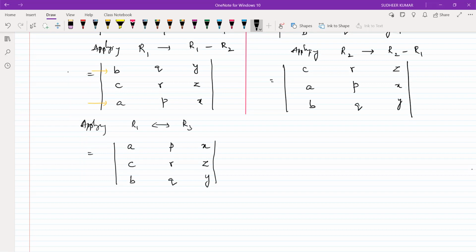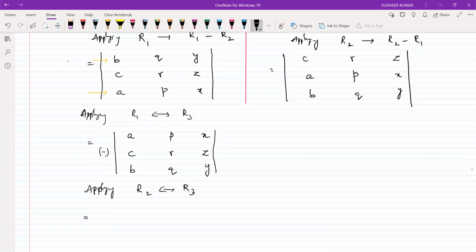So if you interchange any two rows or columns, what's the value of the determinant? The value of the determinant remains the same and the sign changes. So this is minus, minus 1. But still we need A, B, C in order. So what do we have to do now? Interchange R2 and R3. Applying R2 interchanging with R3.